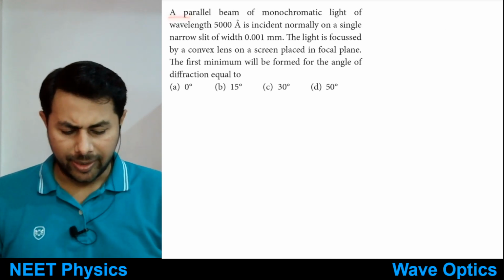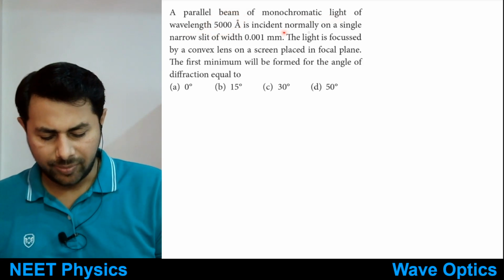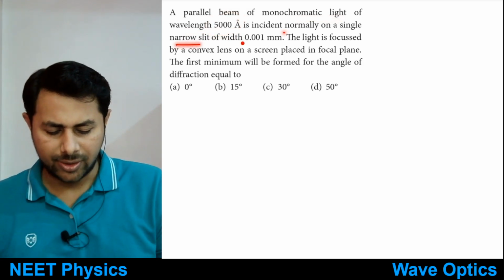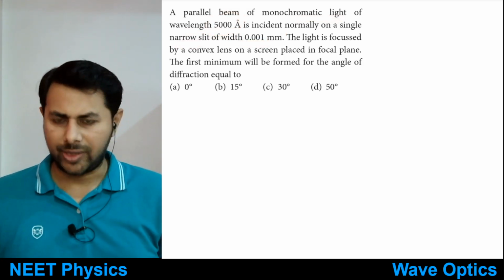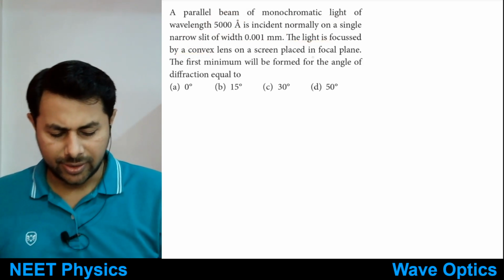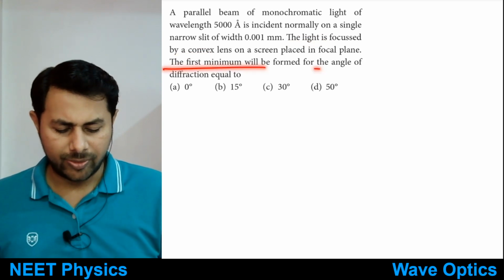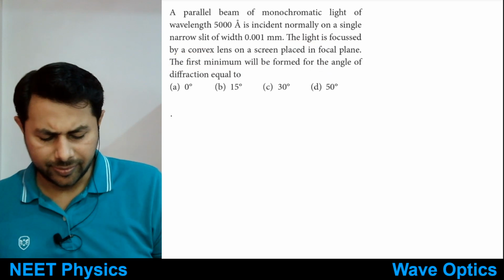A parallel beam of monochromatic light of wavelength 5000 angstrom unit is incident normally on a single narrow slit of width 0.001 millimeter. The light is focused by a convex lens on the screen placed in the focal plane. The first minimum will be formed for the angle of diffraction equal to what? So this is very simple.